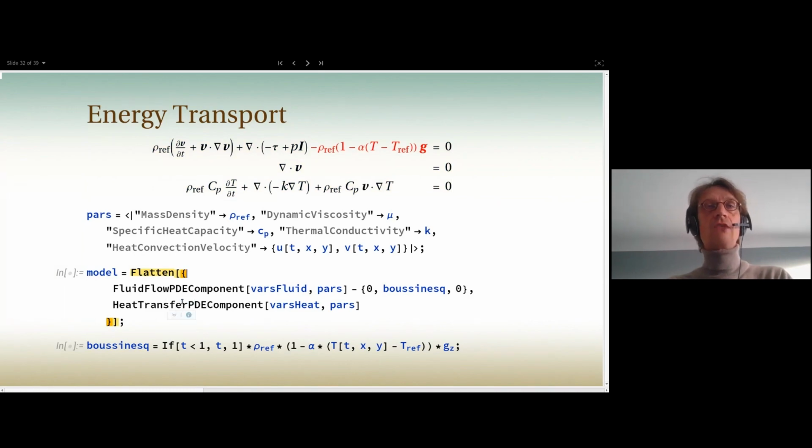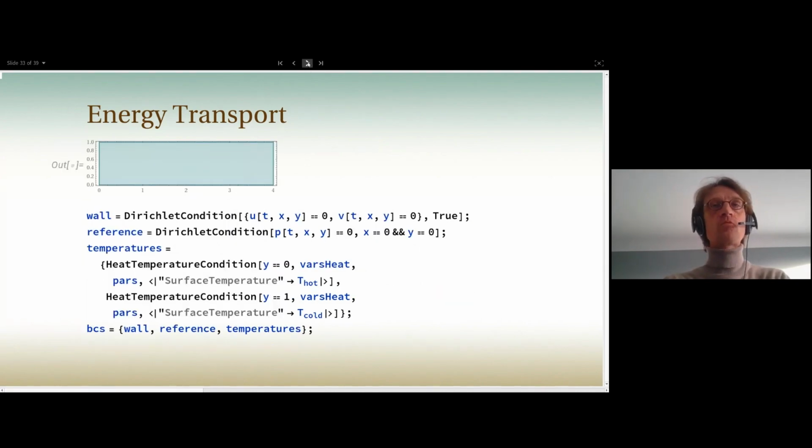And this is now how you set up the equations. You call the fluid flow PD component, the heat transfer component, and this adds the Boussinesq approximation that I've defined down here. Again, here, t smaller than 1 means that for time smaller than 1, we use this as a scaling factor, again, to slowly ramp this up, like in the previous example.